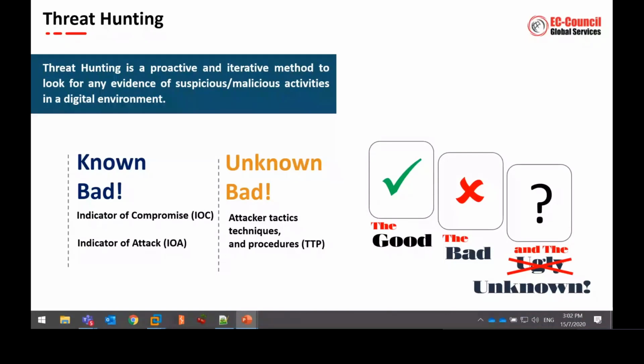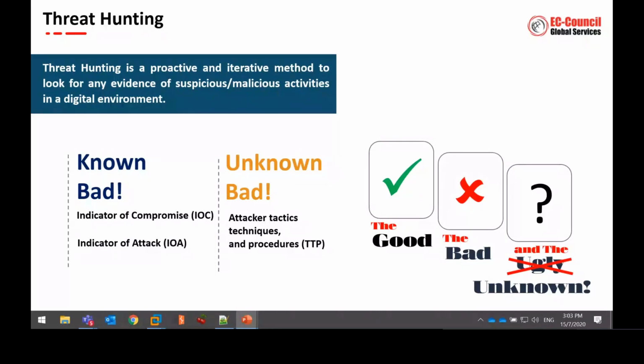In short, threat hunting is a proactive and iterative method to look for any malicious activities in our digital environment. It's very important to understand it's proactive, meaning we don't only rely on the tools, set up the tools, feed them with data and wait for the alert to pop up. We proactively go and look for the threats in our environment.